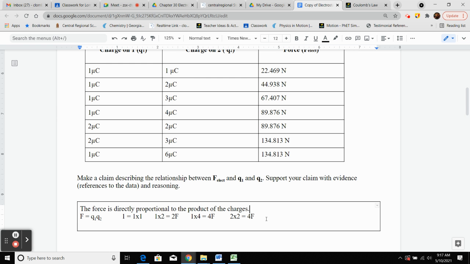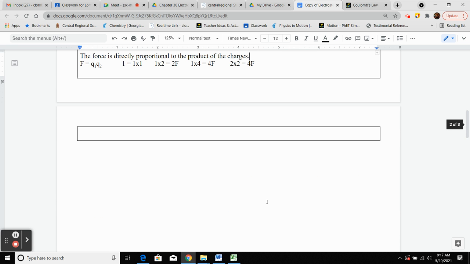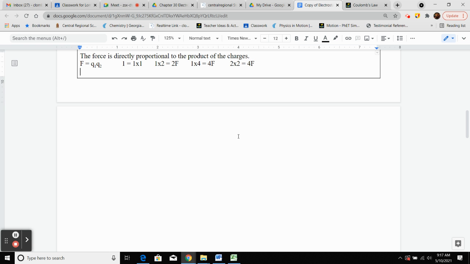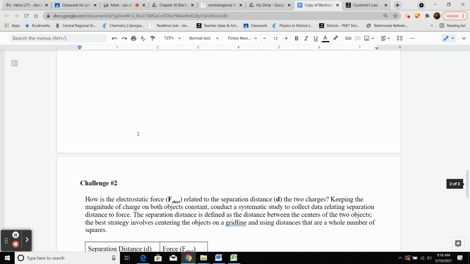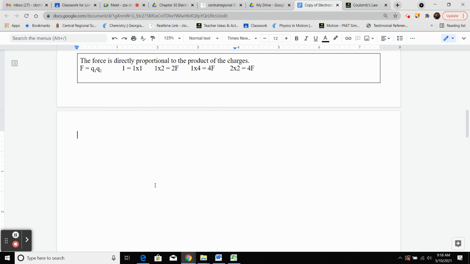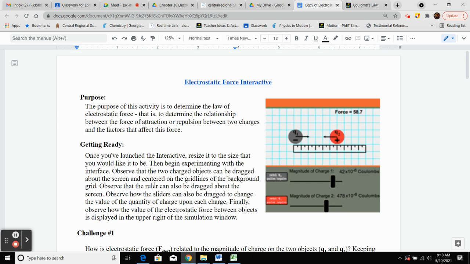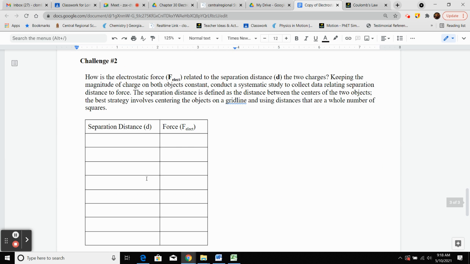Don't do that. Okay. I don't know why that jumped all the way down here, but it did.